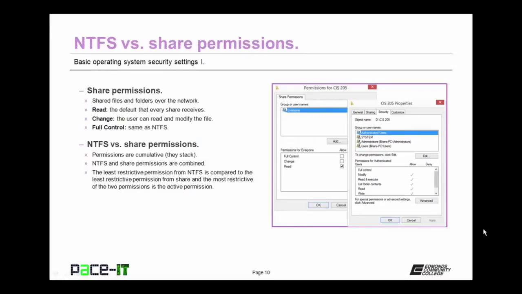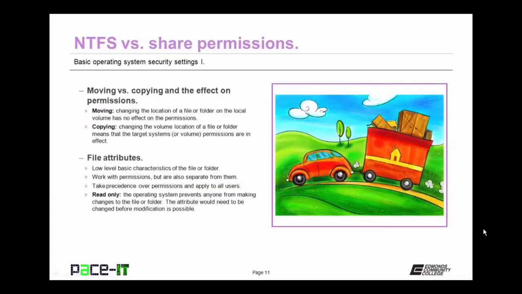NTFS and share permissions do combine. They're cumulative in nature. What happens is the least restrictive permission from NTFS is compared to the least restrictive permission from the share. These two are then looked at and evaluated, and the most restrictive of the two is the active permission. Now let's talk about what happens to permissions when you move a file or when you copy it.